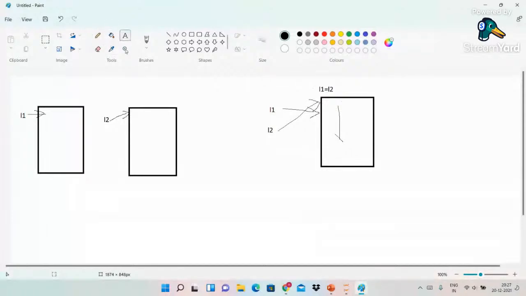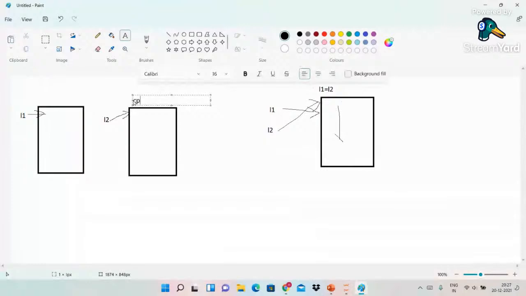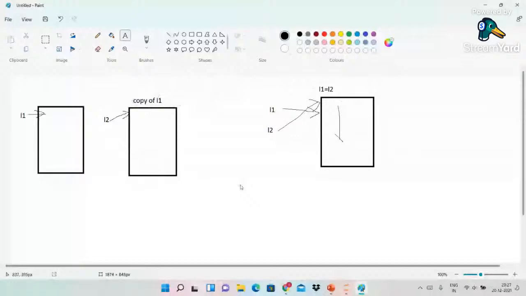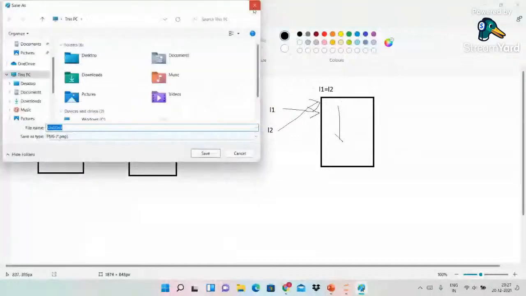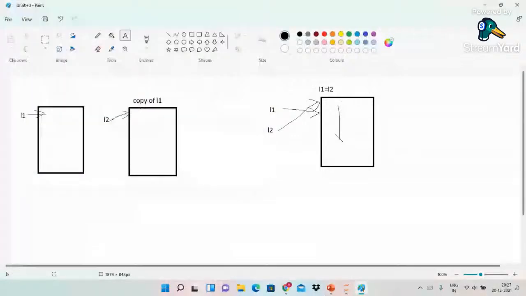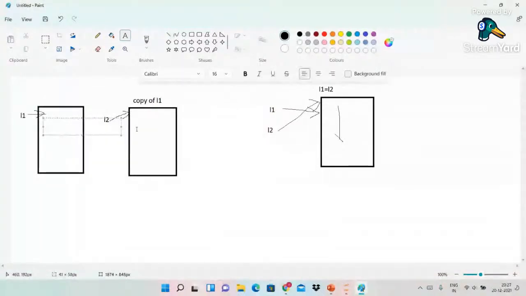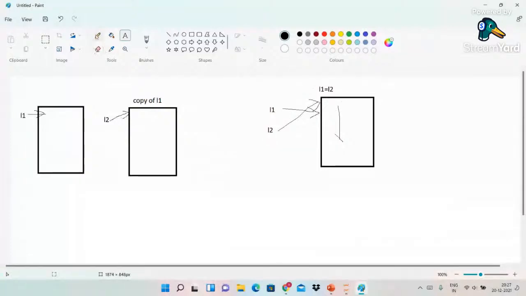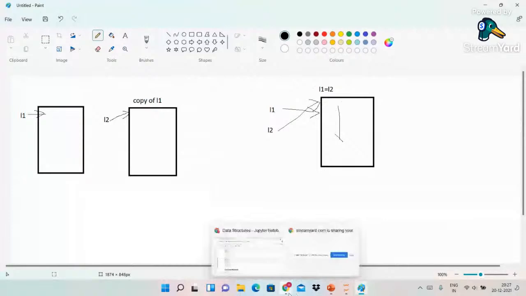Is that understood? Any doubts? A copy of L1. It has got the data 1, 2, 3, 4, 5, 6, 7, 8. So whatever changes we perform in this region won't affect this region. That is the difference between the assignment operator and copy.